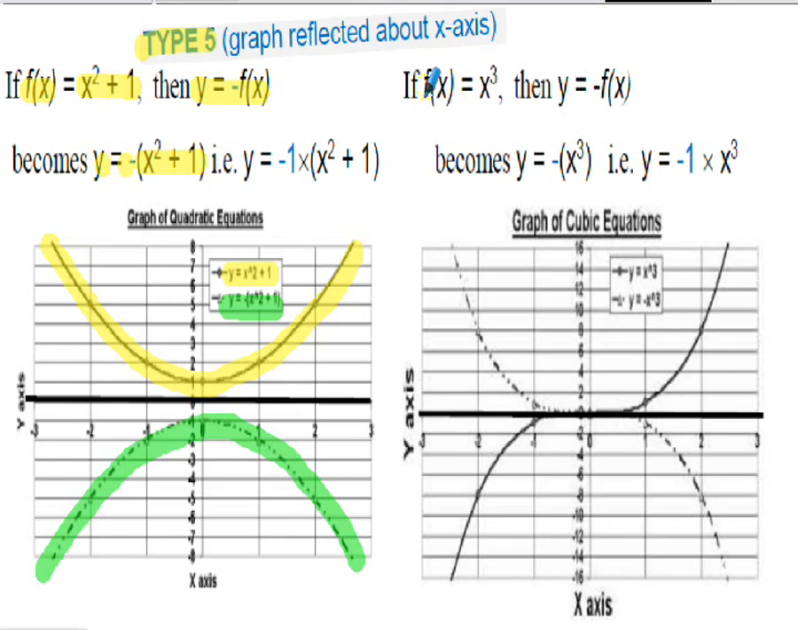Final example here, if we have the function of x equal to x cubed, then y is equal to negative function of x becomes y is equal to negative x cubed. So plotting the y is equal to x cubed function, we will get this shape here, or cubic, and then plotting the y is equal to negative x cubed, we will have this shape here. And again, mirror image about the x-axis.